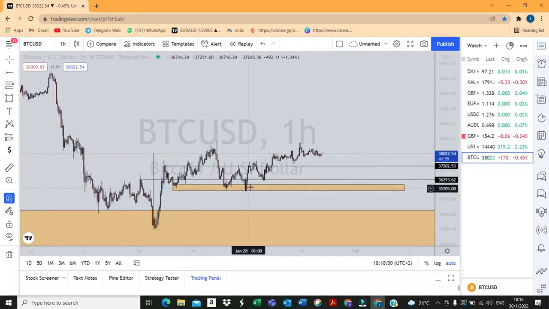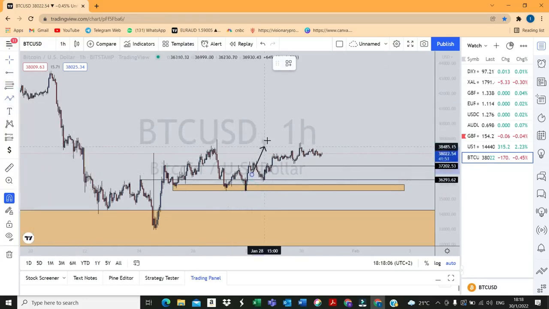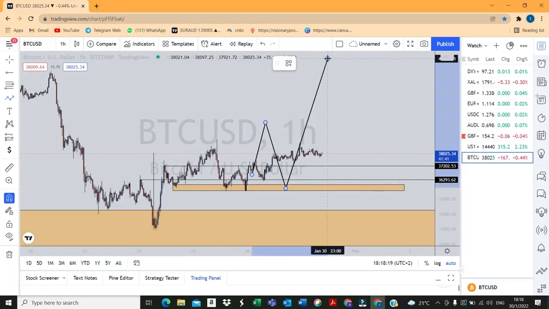After that, we got a corrective move. After this corrective move, what do we expect? We expect nothing but a bullish move to break this high. We expect price to break this previous high. Then after breaking that high, we come back to the demand zone. Then more bulls will kick into the market, right. So that's our expectation on this Bitcoin, right?